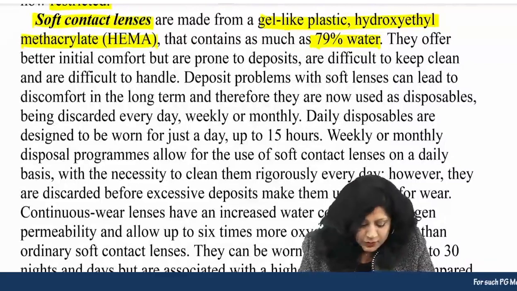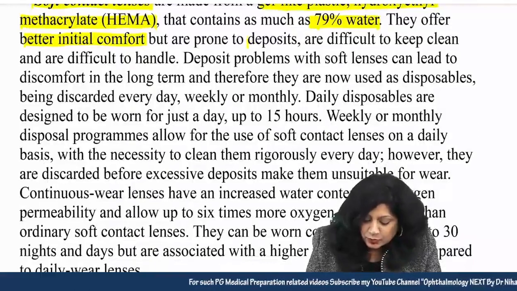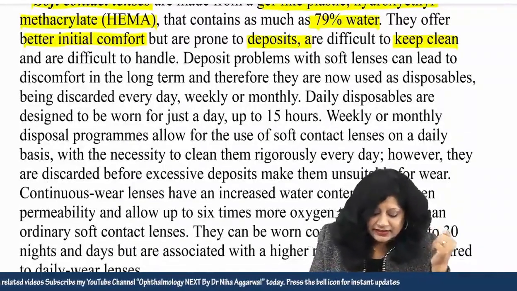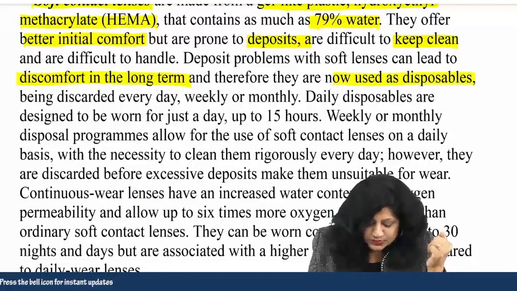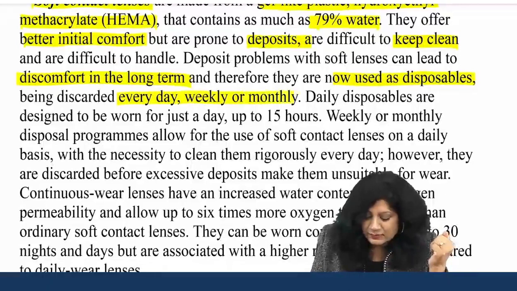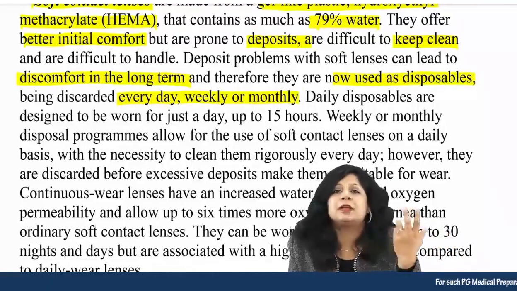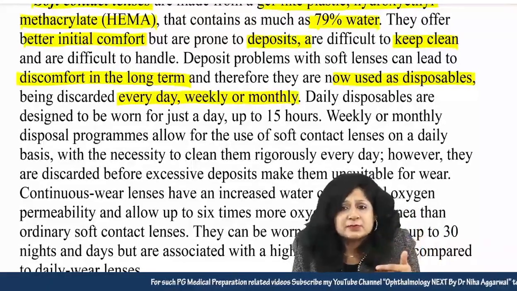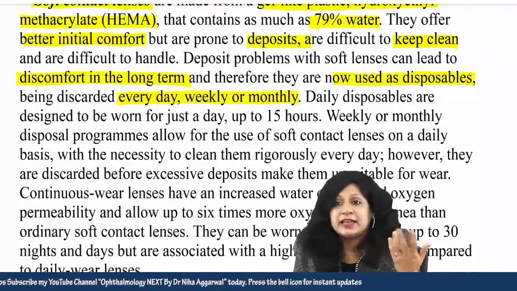They offer better initial comfort. So better initial comfort is there, but prone to deposits, difficult to keep it clean, and that can lead to discomfort in the long term. Therefore, they are now used as disposables. They are discarded every day, weekly and monthly. So as I told you, nowadays we are actually preferring the disposable ones, weekly disposables, monthly disposables, and daily disposables are even there.